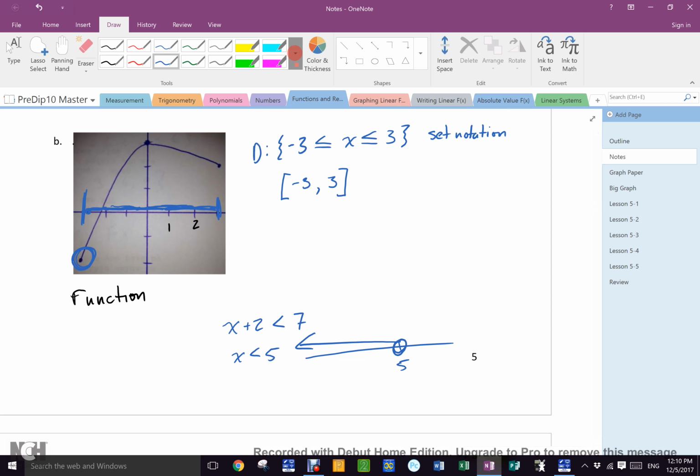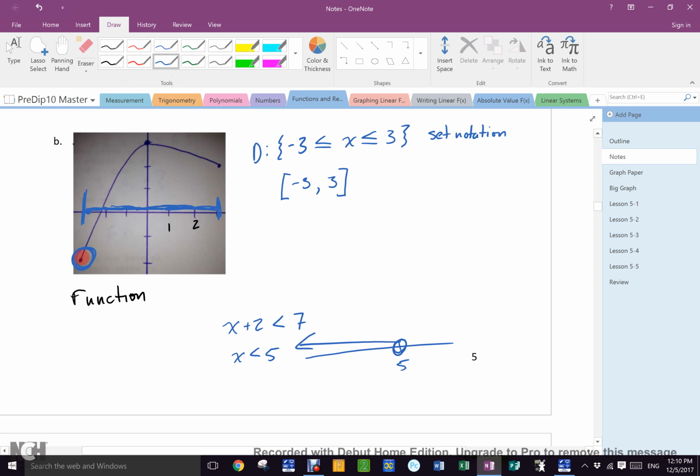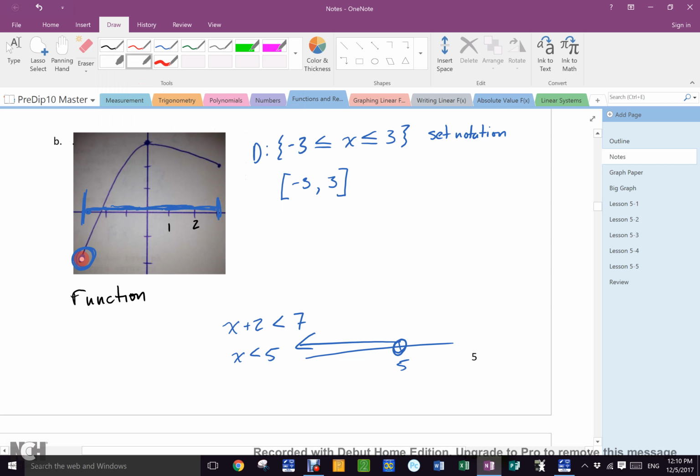What if it looked like this? Then we wouldn't have a square bracket. We would have a round bracket. What would it look like if it was an open dot? An open dot.